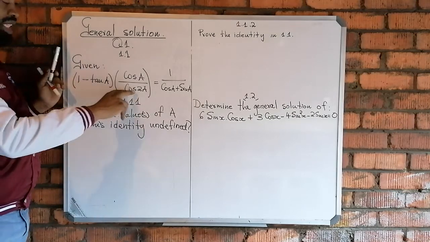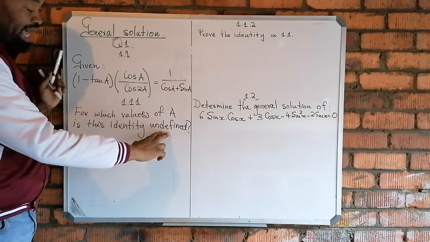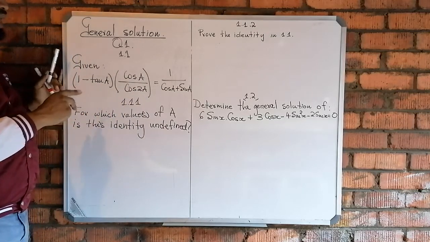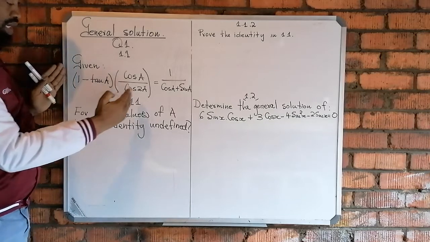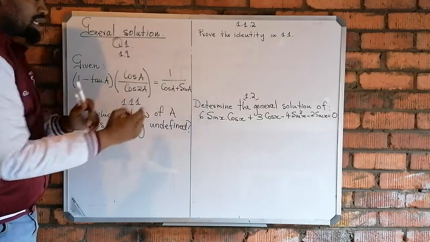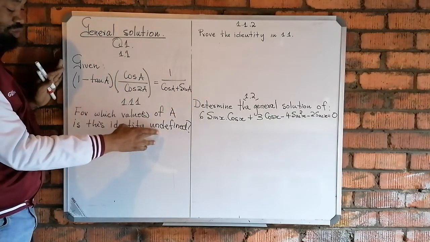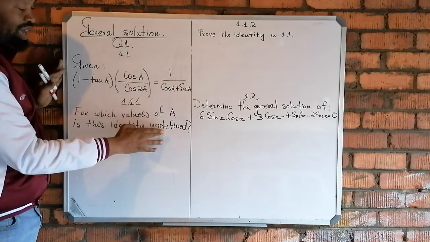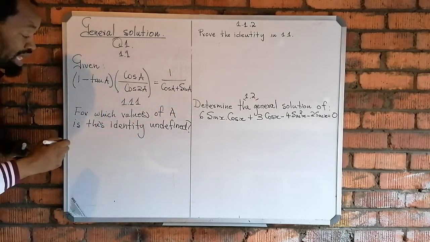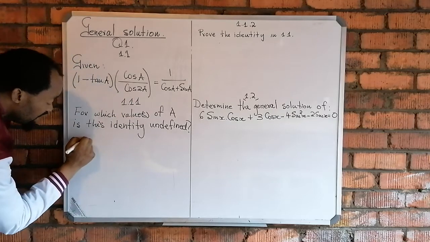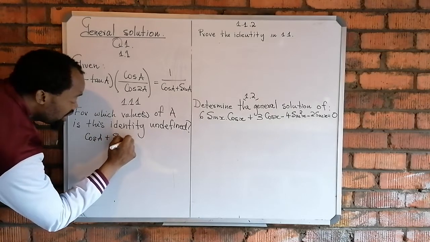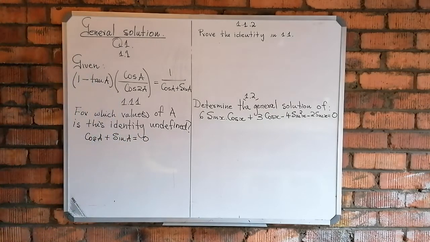Now, if you look at this identity, for it to be undefined, we must have a fraction where the denominator is 0. Folks, remember, an identity is said to be equal to that. Now, when they ask for which values of A this identity is undefined, I take the simplified side and take the denominator, because it would be undefined if cos of A plus sine of A is equal to 0. That is very important.